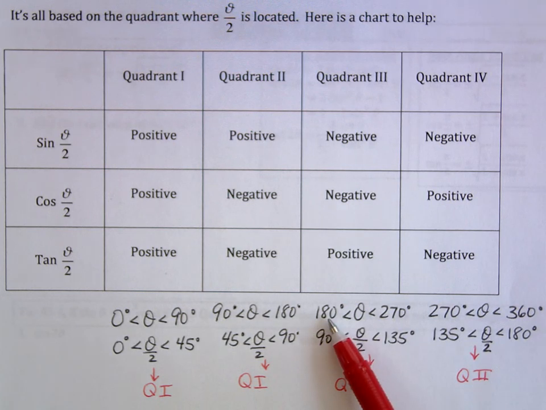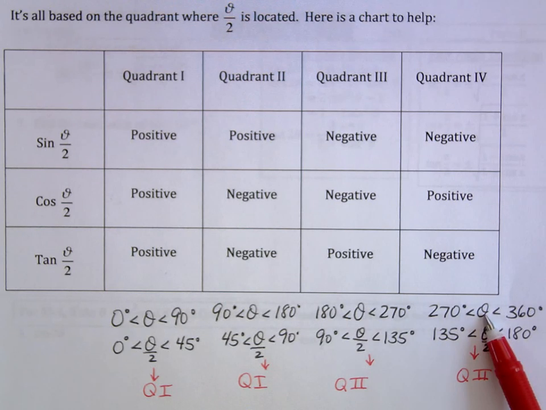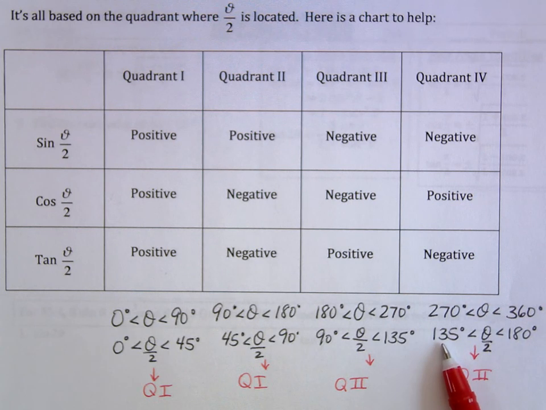If the angle is in the third quadrant between 180 and 270, and I half those values, now I'm between 90 and 135, so I'm in quadrant 2. And if my original angle lands in the fourth quadrant, then if I half my values, I'm still in the second quadrant because half of 270 is 135 and half of 360 is 180. So I'm in quadrant 2.